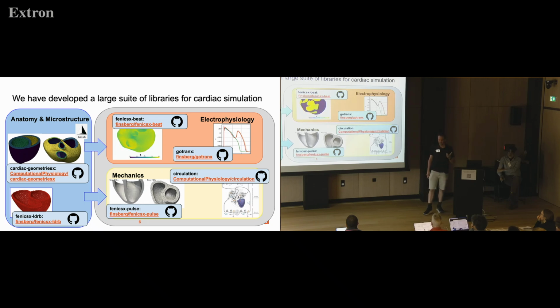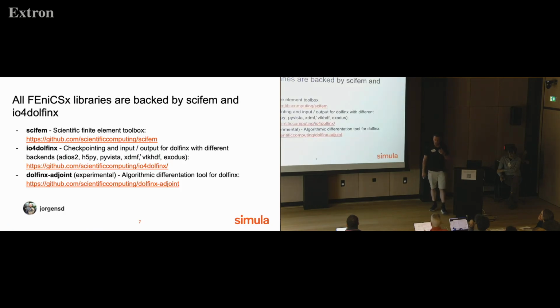For cardiac mechanics, we have something called FEniCSx-pulse for simulating the tissue level continuum mechanics, which can also be coupled to a package for simulating the cardiac circulation system called Circulation. All of these libraries are, of course, backed by scifem and io4dolfinx, which you saw Jørgen just presenting, so I will not talk about them anymore, and also dolfinx-adjoint, which is quite experimental at the time, but those are work in progress.